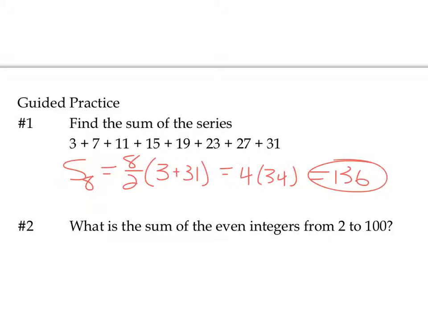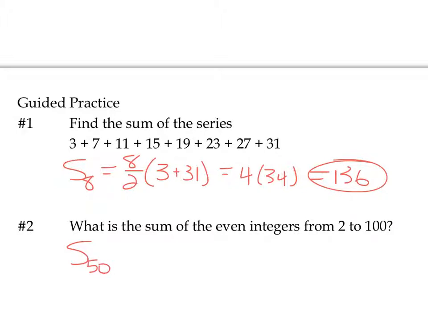The sum of the even integers from 2 to 100. So you could sit there 2 plus 4 plus 6 plus 8. That's going to take a long time to add all the way up to 100. Imagine if we went past 100. So here, we could find the sum of this.